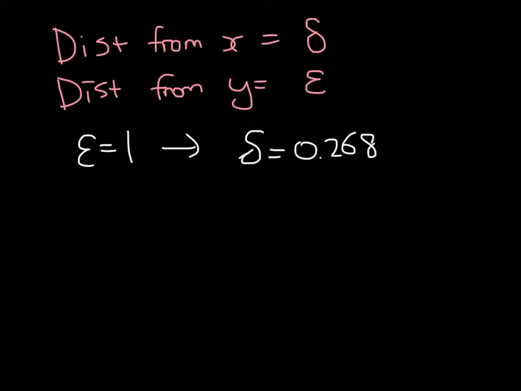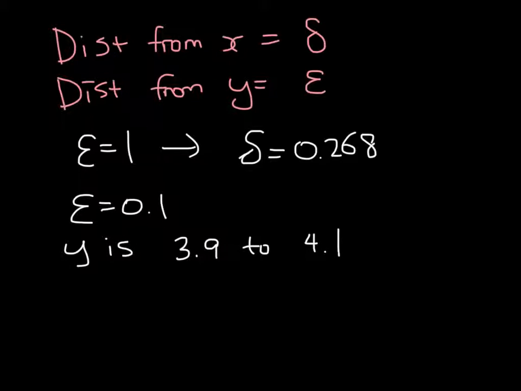Now, what if I want to choose a different epsilon? I don't think within 1 is very close to 4, and I want to be closer. So I'll choose an epsilon of 0.1. Now, how do I find my delta? I'll just do the same thing. I can plug in my range for y. So now my range for y is 3.9 to 4.1.